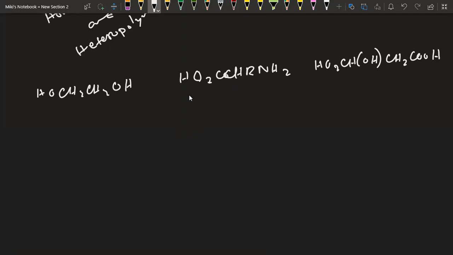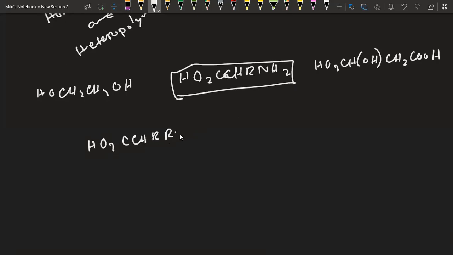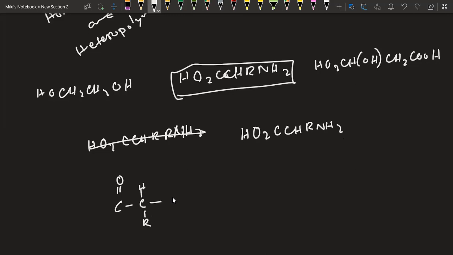Before that, let's construct this portion. Let's say we have two such monomers, two such molecules. Let's say this is a monomer, in this case HO2C, CHR, and NH2. I have given double R here, sorry, HO2C, CH, R, and NH2. Yes, this is our monomer. Now, if that's the case, let's draw the structure. This is our C double bond O, H, R, and we have N, H.